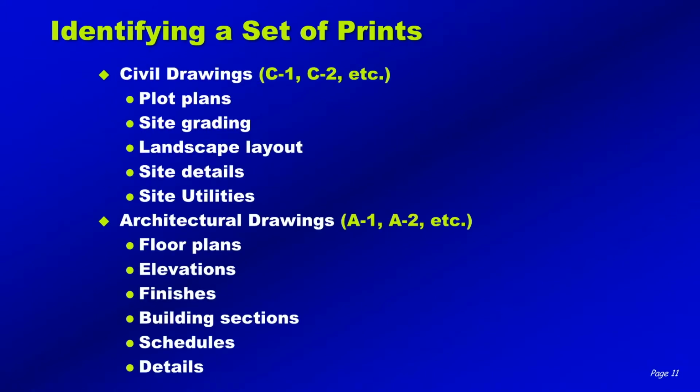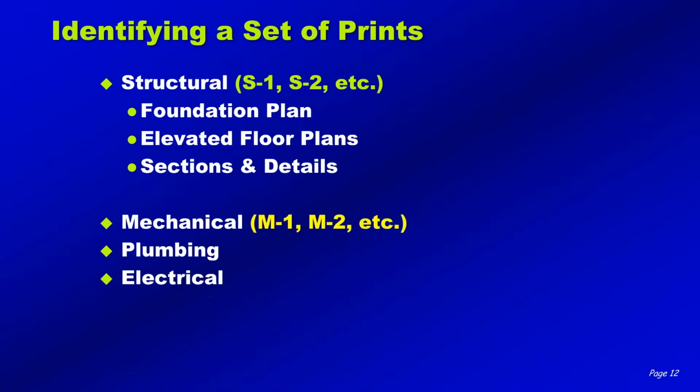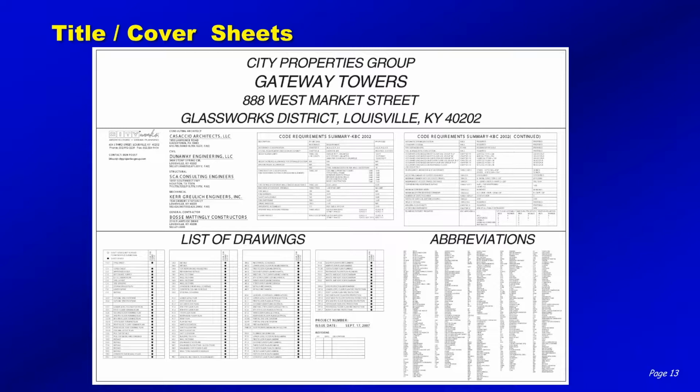Now, if you're looking at a set of prints, we're trying to identify the types of drawings. Civil drawings is usually in the front of the set. Then you'll have the architectural, the structural, mechanical, includes the plumbing and electrical and things of this nature. And where do you find all this information? Well, you find this information on the title sheet.